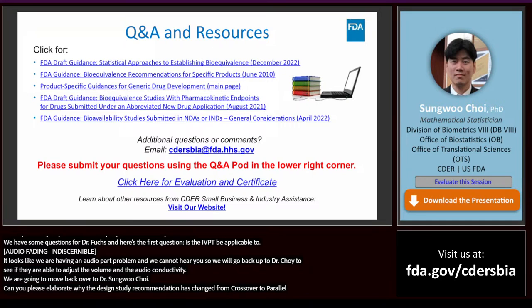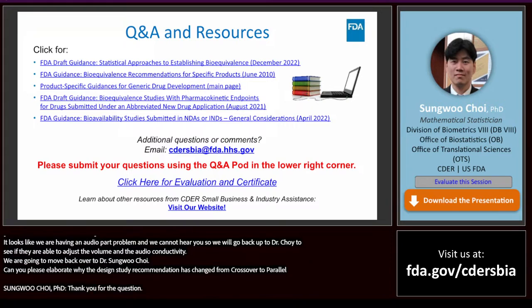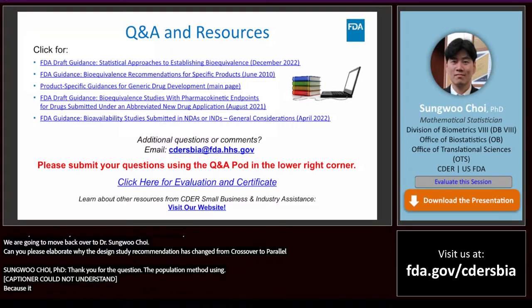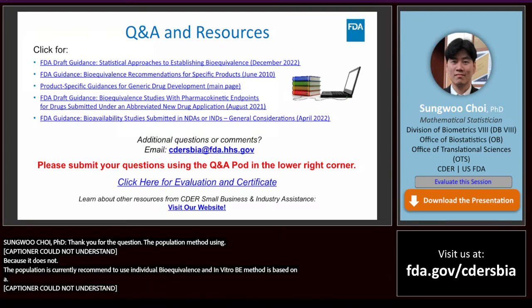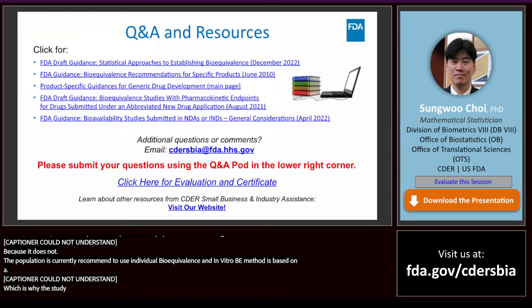Thank you for the question. The population bioequivalence method using crossover design is not statistically valid because this method does not meet one of the main statistical assumptions, which is the independence assumption in calculating the upper confidence bound. Another reason is that population bioequivalence is currently recommended for many in vitro bioequivalence methods, and the in vitro bioequivalence method is based on a parallel design. This is why the study design recommendation has changed from crossover to parallel design.